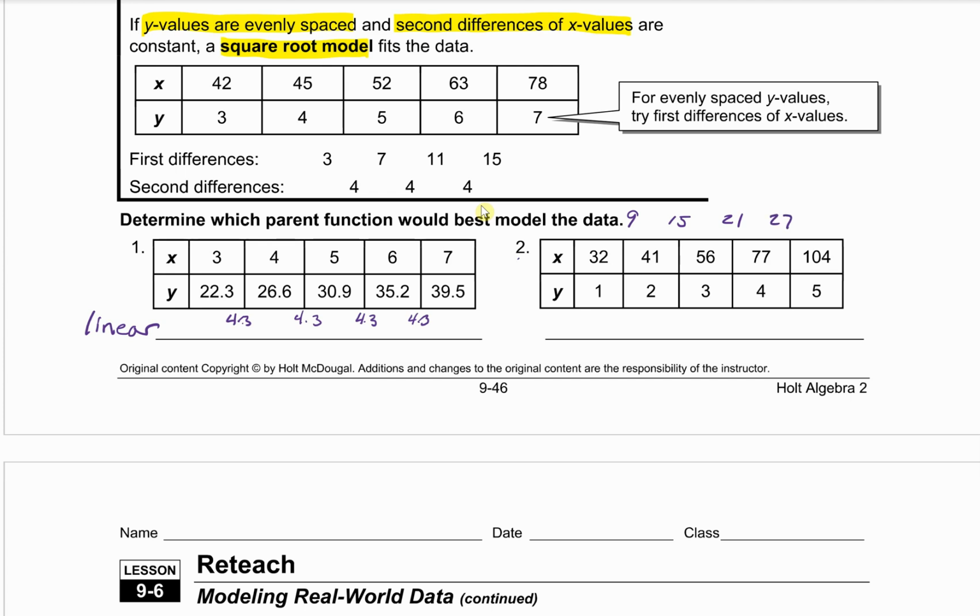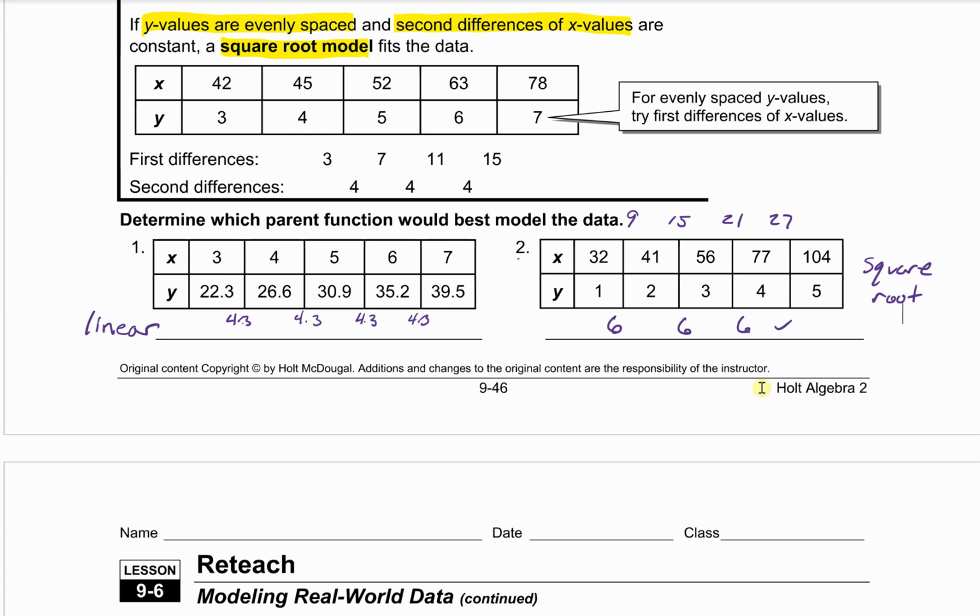Now, remember, it's not the first differences that have to be constant, it's the second. So 15 minus 9 is 6. Really, it's a 6. 21 minus 15 is 6, and 27 minus 21, that is 6. So our second differences are constant. So this guy here is a square root function.